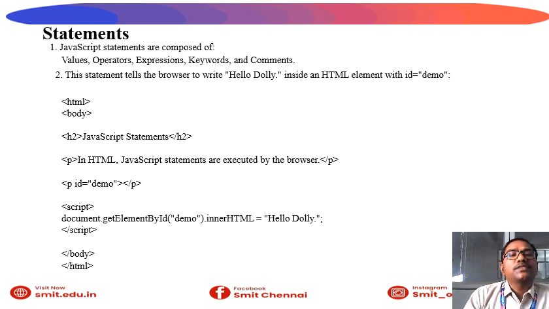Next is statements. JavaScript statements are composed of values, operators, expressions, keywords and comments. So this statement tells the browser to write, for example, the sentence Hello Dolly inside an HTML element with the ID demo. Now you can see in this example, the paragraph ID is demo, and under the script tag we use document.getElementById. The name of the ID is demo, dot innerHTML, and you can give the values, direct statements, and that will get printed on the browser.